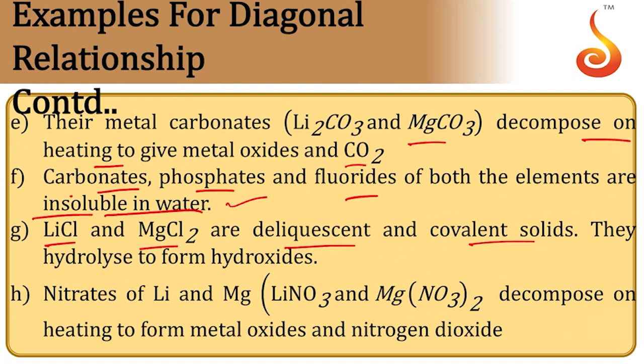LiCl and MgCl2 both are deliquescent. They form covalent solids because of high polarizing power, and they hydrolyze to form respective hydroxides. And the nitrates of lithium and magnesium easily decompose to form metal oxide and nitrogen dioxide. It is something like carbonates of these decomposing to form metal oxide and carbon dioxide. Similarly, nitrates also decompose to form the oxides as well as nitrogen dioxide. Take a reaction like this: lithium nitrate on decomposition forms lithium oxide plus nitrogen dioxide.